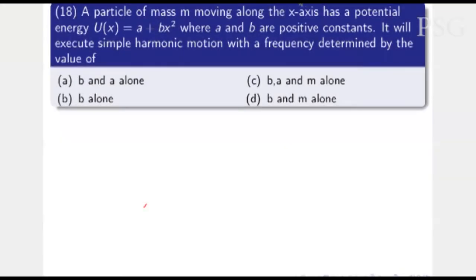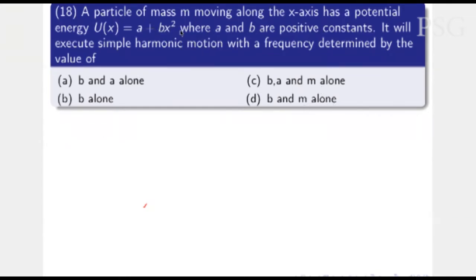A particle of mass m is moving along the x-axis and has a potential energy U of x equals a plus bx squared, where a and b are positive constants. It will execute simple harmonic motion with a frequency determined by the value of a and b alone, b alone, a and mass, b and m.